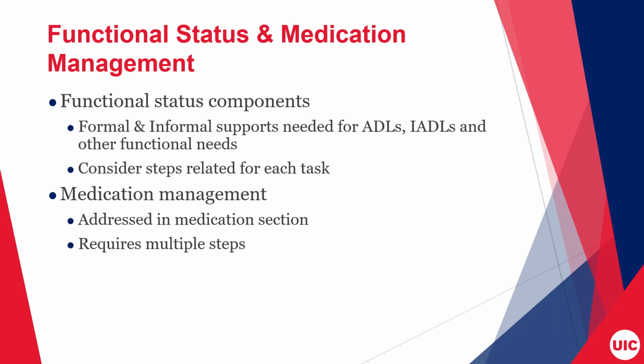When reflecting on functional needs and related plans, it is often helpful to consider the steps related for each task. For example, paying bills not only requires an income and writing the physical payment, but it also involves budgeting, retrieving mail or electronic records, and skills related to payment. Similarly, medication management requires multiple steps, such as understanding provider instructions, filling the prescription, opening bottles, ingesting the medication as prescribed, and monitoring for side effects, to name a few. Plans related to functional status and medication should reflect the areas needing to be addressed.